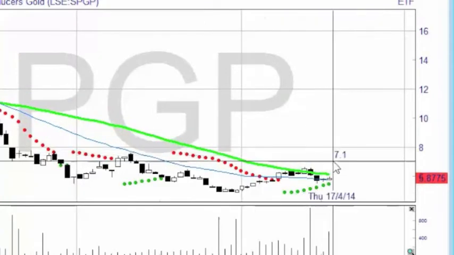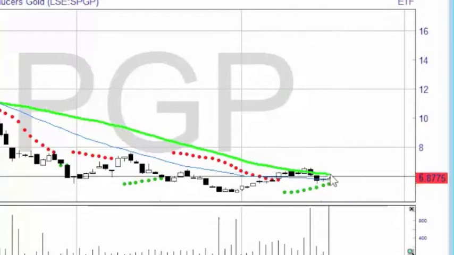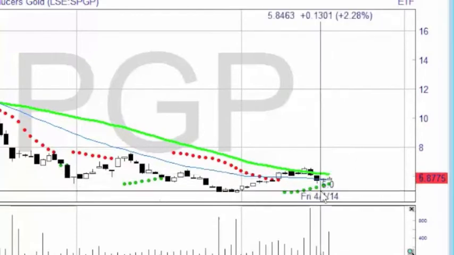So again, this is a trade that I suspect could do quite well. So I'm still keeping an eye on it, and if it does rise up through the 50 SMA again, I may well go long on that.